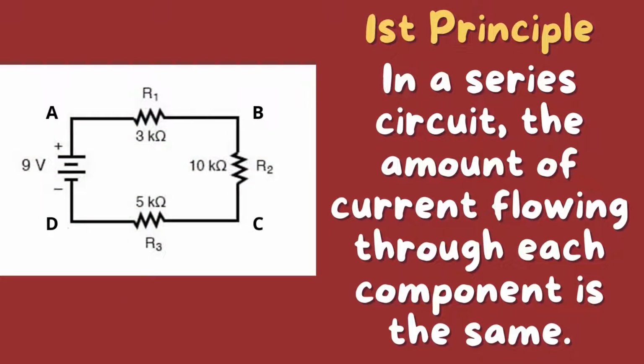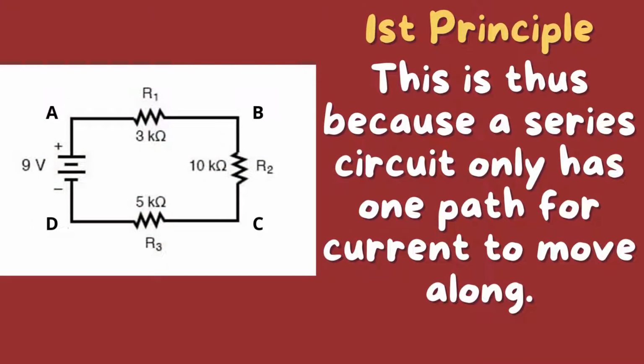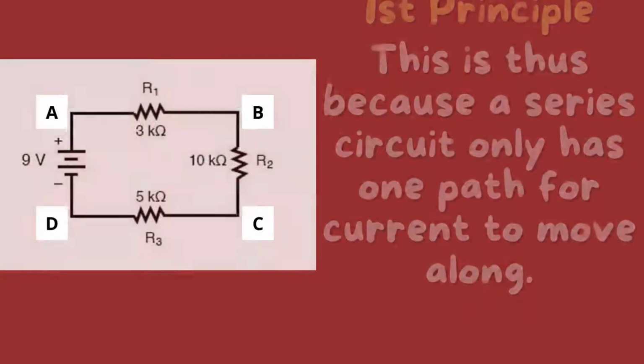First principle: in a series circuit, the amount of current flowing through each component is the same. This is because a series circuit only has one path for current to move along.